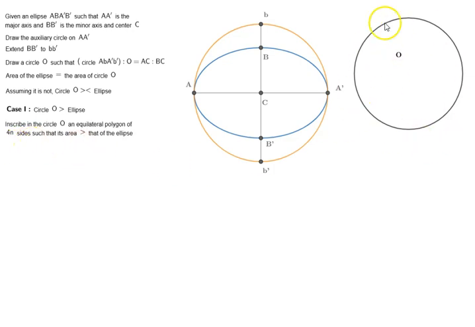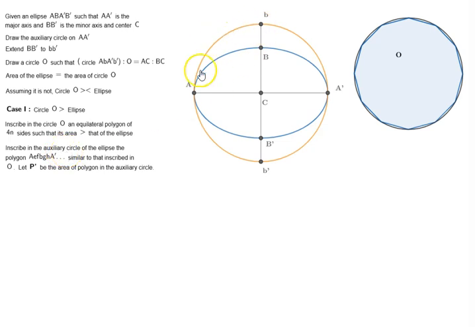Inscribe in the circle O an equilateral polygon of 4n sides such that its area is greater than that of the ellipse. That is, the area of the polygon is greater than that of the ellipse. So basically we start off with a 4-sided polygon. We increase it to 8-sided and we keep increasing the number of sides till this condition is satisfied. Inscribe in the auxiliary circle of the ellipse the polygon similar to that inscribed in O. That means the same number of sides.